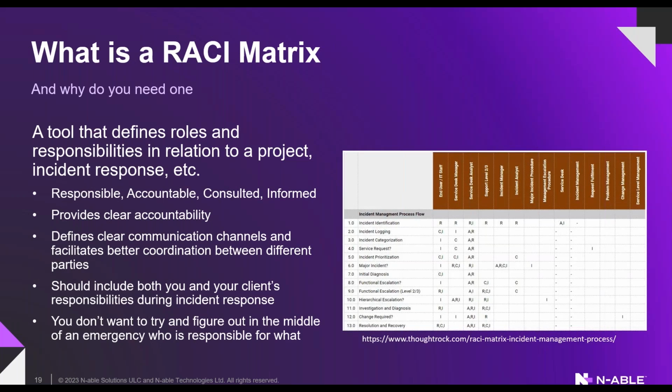It sounds like boring things when you're sitting there thinking about it and planning it out ahead of time. But it's absolutely things that are going to happen during an incident. And I've said it multiple times already today, but you do not want to have to figure these things out during the middle of an emergency.